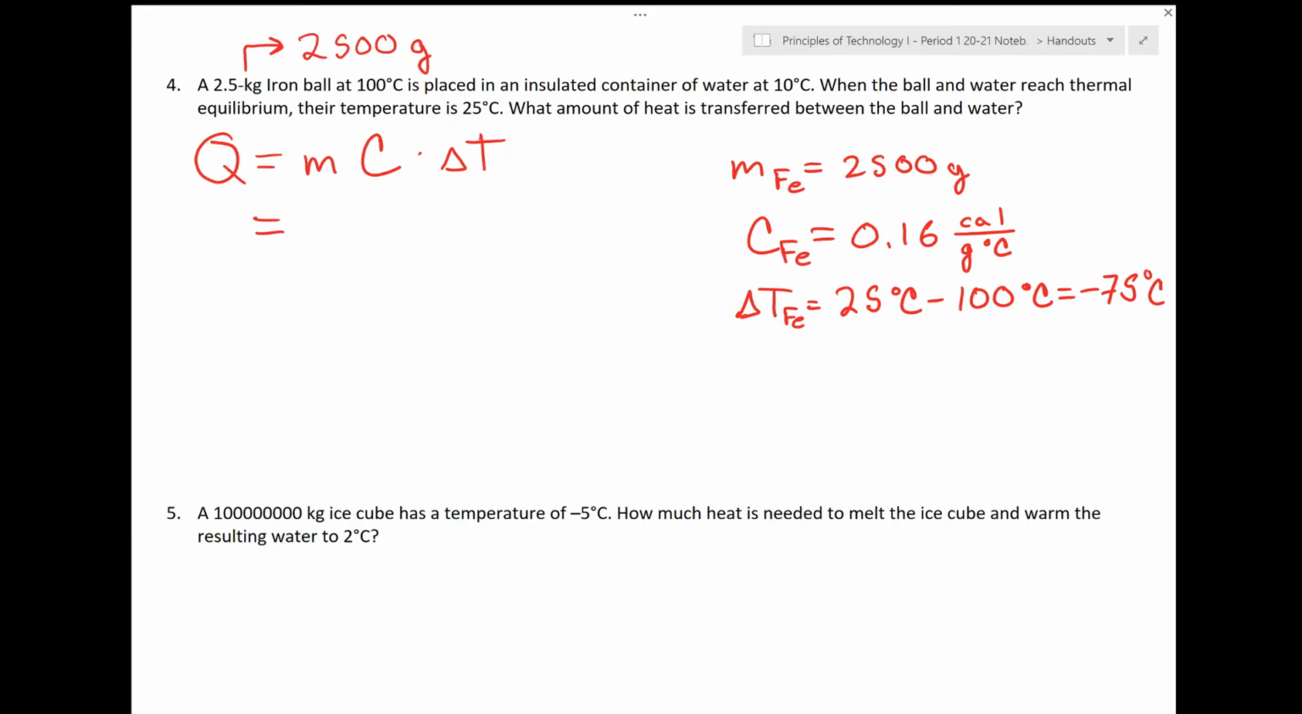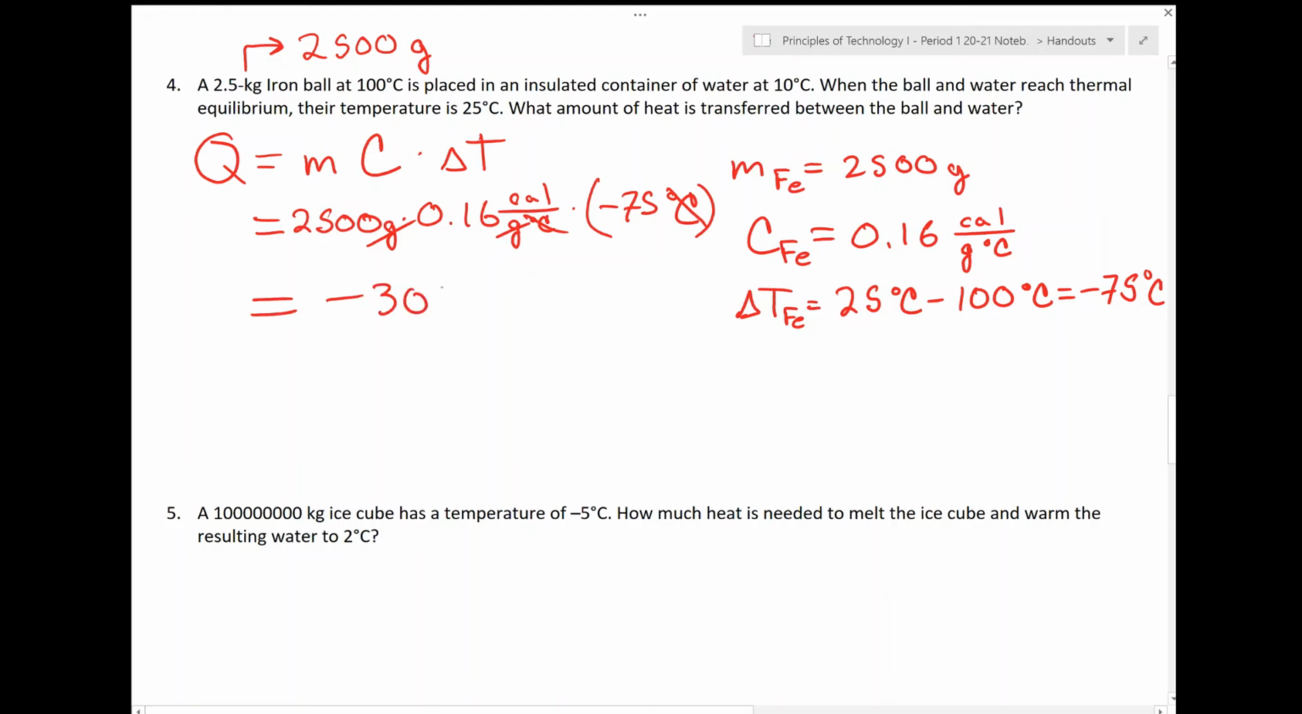Making our substitutions, the mass is 2,500 grams. The specific heat is 0.16 calories per gram degrees Celsius. And the temperature change is negative 75 degrees Celsius. The grams are going to cancel out, the degrees Celsius are going to cancel out, and I am going to multiply these numbers together and get negative 30,000 calories.